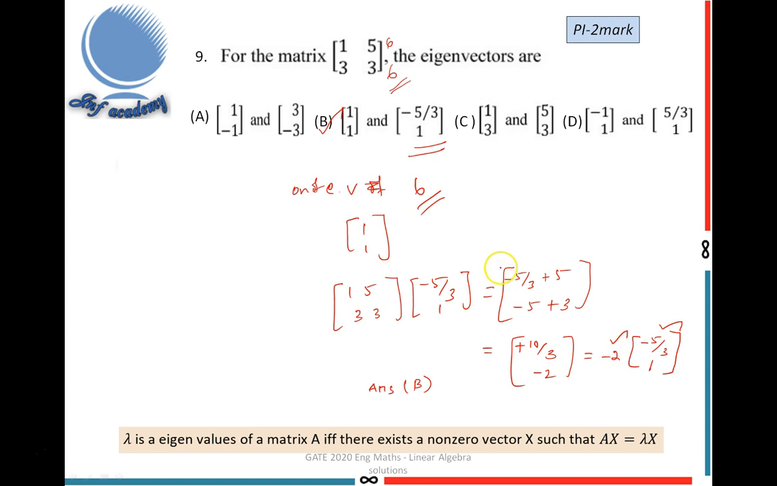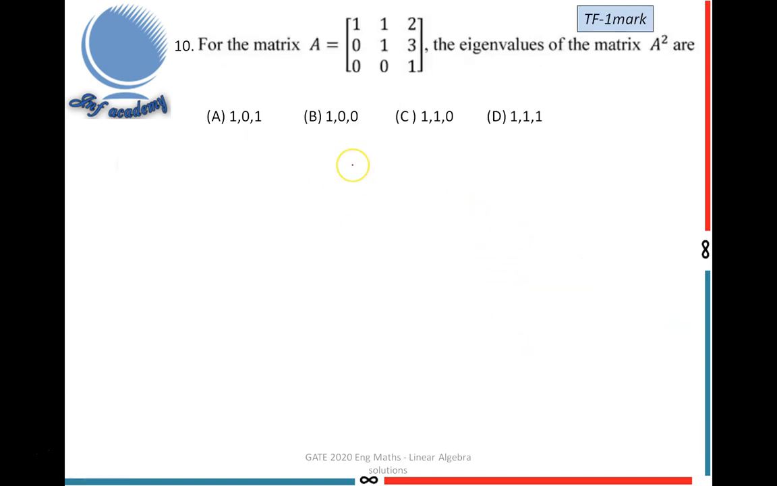Now let's move on to the next problem. For the matrix A, a matrix is given. We have to find the eigenvalues of the matrix A square. This question is from the TF department, textile department. It has 1 mark. The given matrix is an upper triangular matrix because the elements below the diagonal are 0.